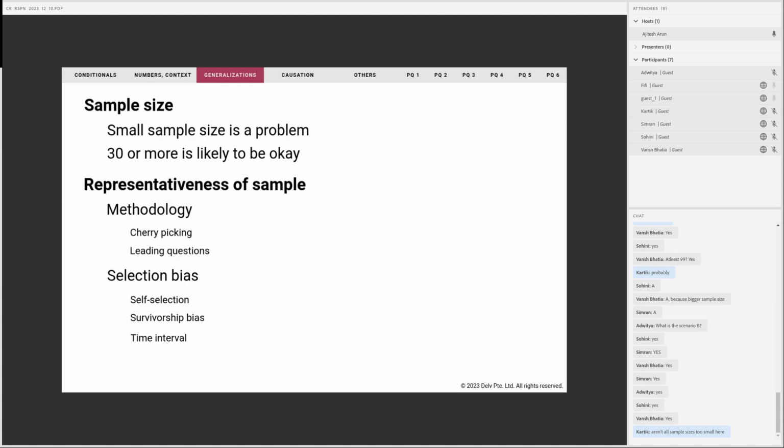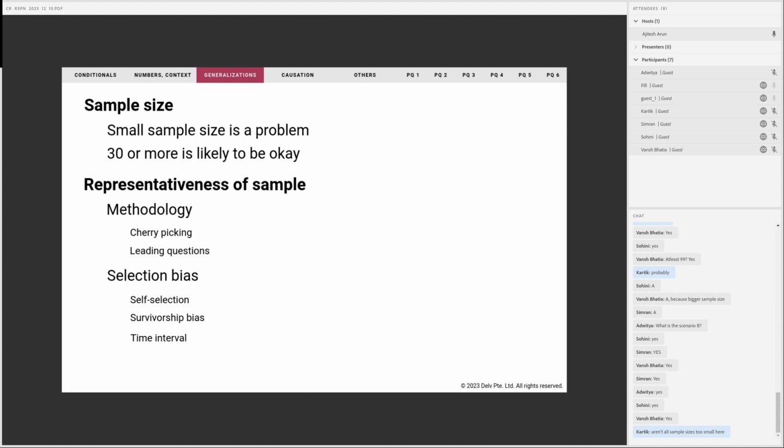Self-selection is more like you are not really creating a random sample. Basically what you're doing is you're allowing people to respond. So for example, let's say you send out some sort of questionnaire, right? And it's not like you made it random. People can choose who responds to you. That's an example of self-selection.